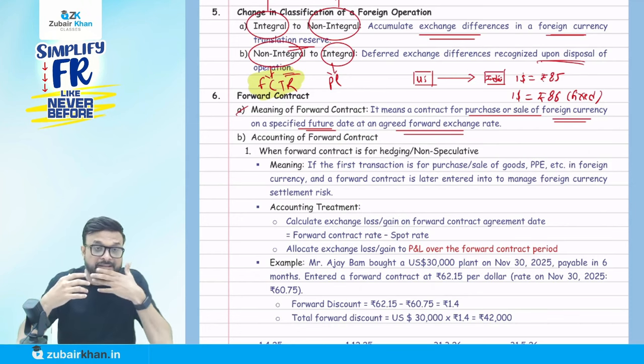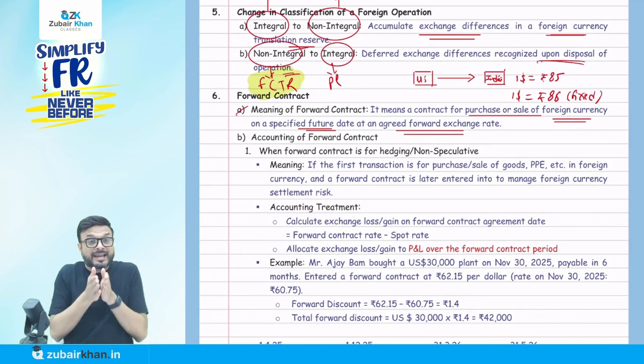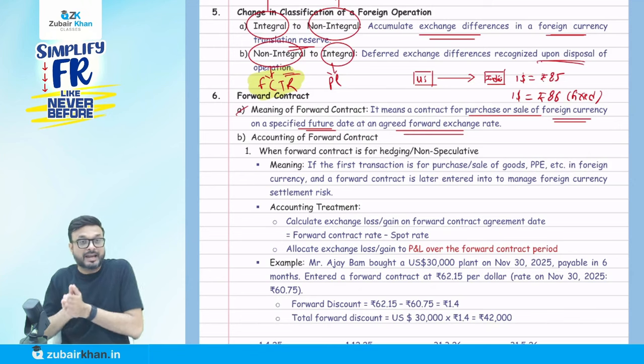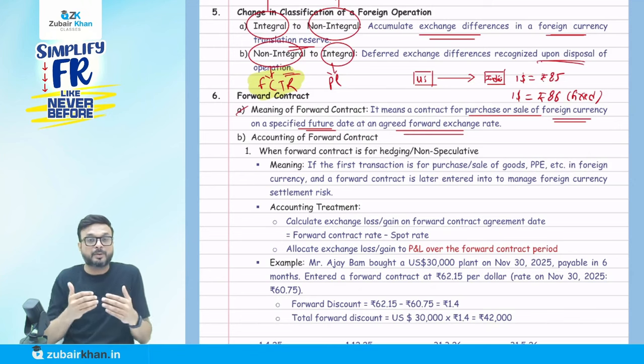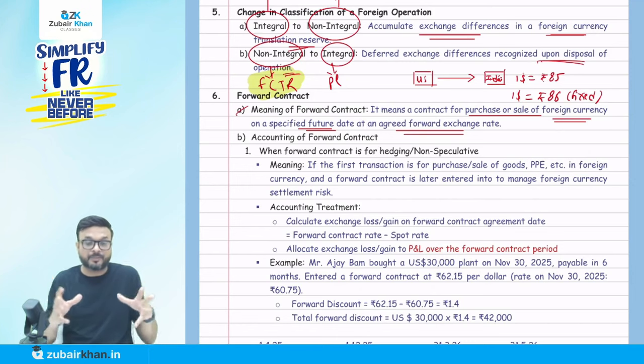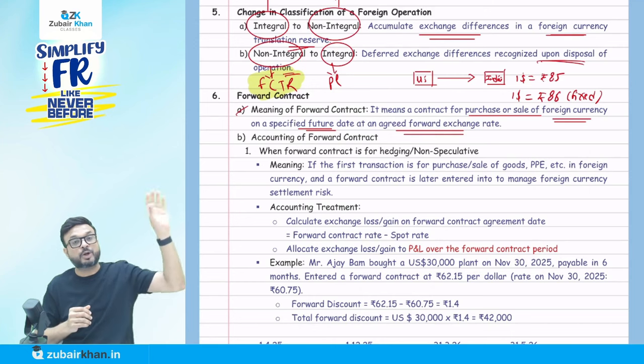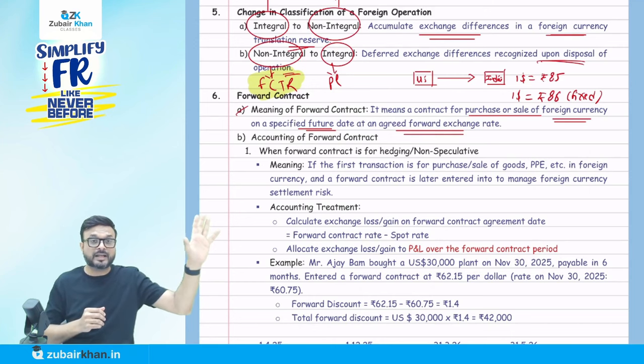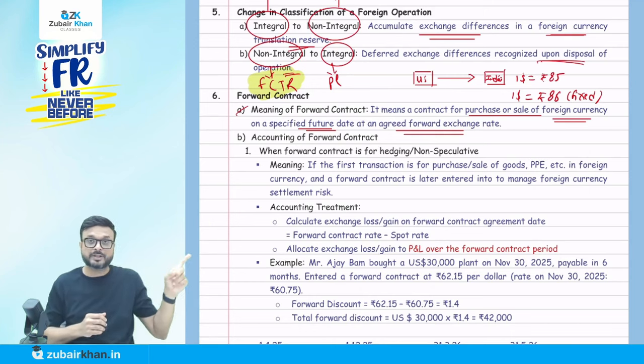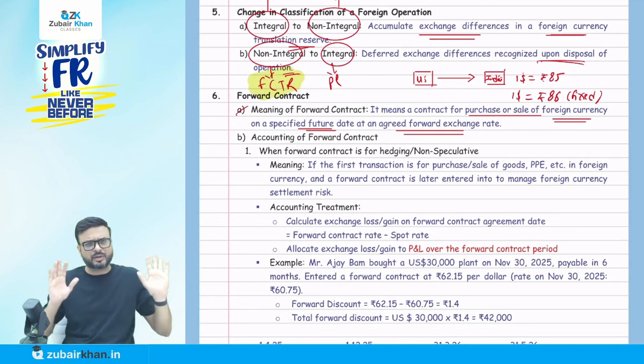You say, sir, but with 86 you will get a loss. I know I'm at a loss here, but at least I know the amount. Instead of 85, I'm going to pay 86. But it is not uncertain. At least I know that after 4 months, whatever the exchange rate in the market, I don't care about that. I know that I'm going to pay 86 for $1, and I know that I'm at a loss.